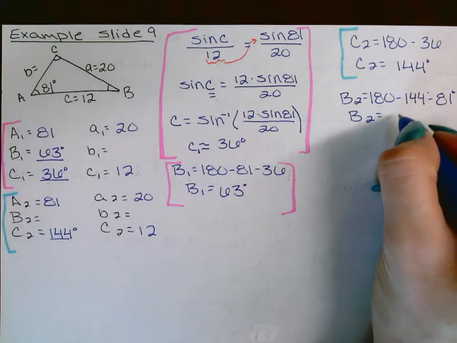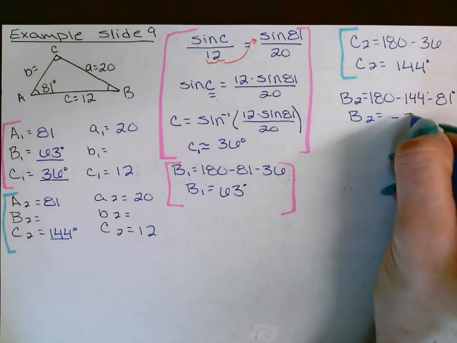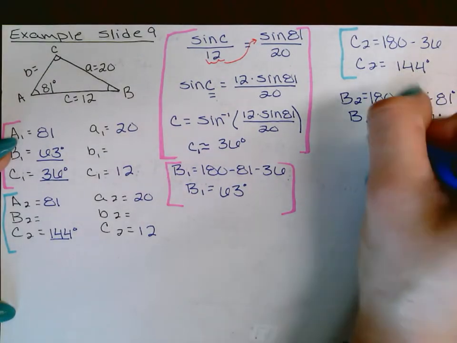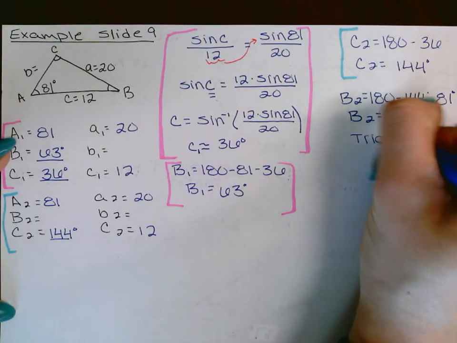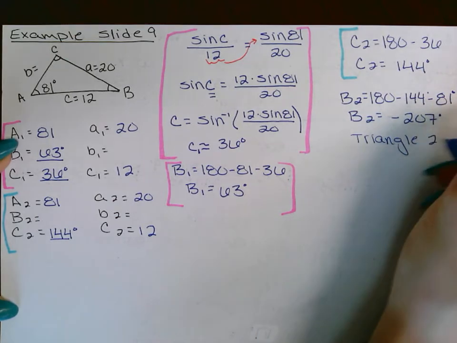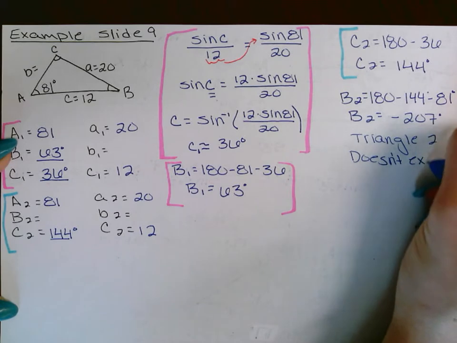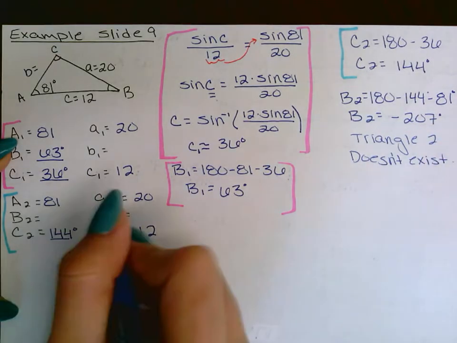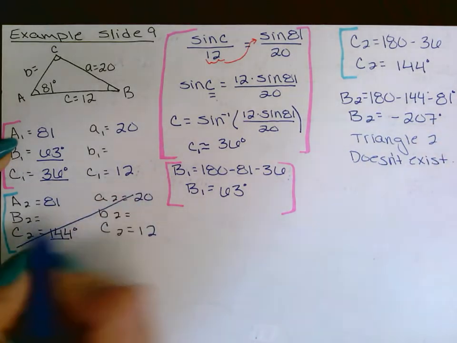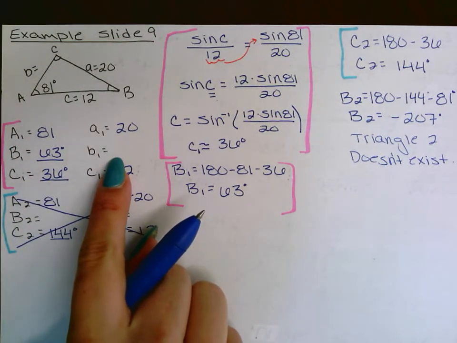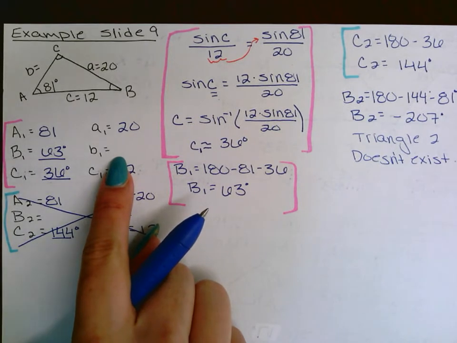And now when I do B2, I get negative 207. Can I get a negative angle within a triangle? No. The moment that happens, guys, it means triangle 2 doesn't exist. Okay, so feel free to literally draw a line through your triangle 2. And now all you have to do is finish triangle pink or triangle 1.